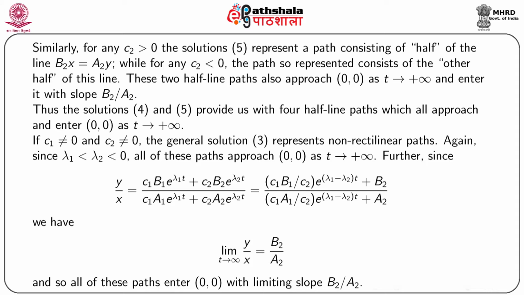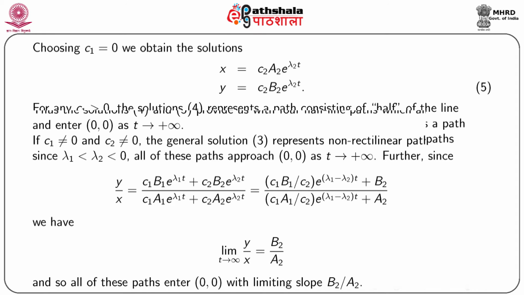In a similar manner, for any C2 greater than 0, the solution 5 represents a path consisting of half of the line b2x is equal to a2y, while for any C2 less than 0, the path so represented consists of the other half of this line. And these two half-line paths also approach (0,0) as t tends to plus infinity and enter it with a slope b2 by a2.